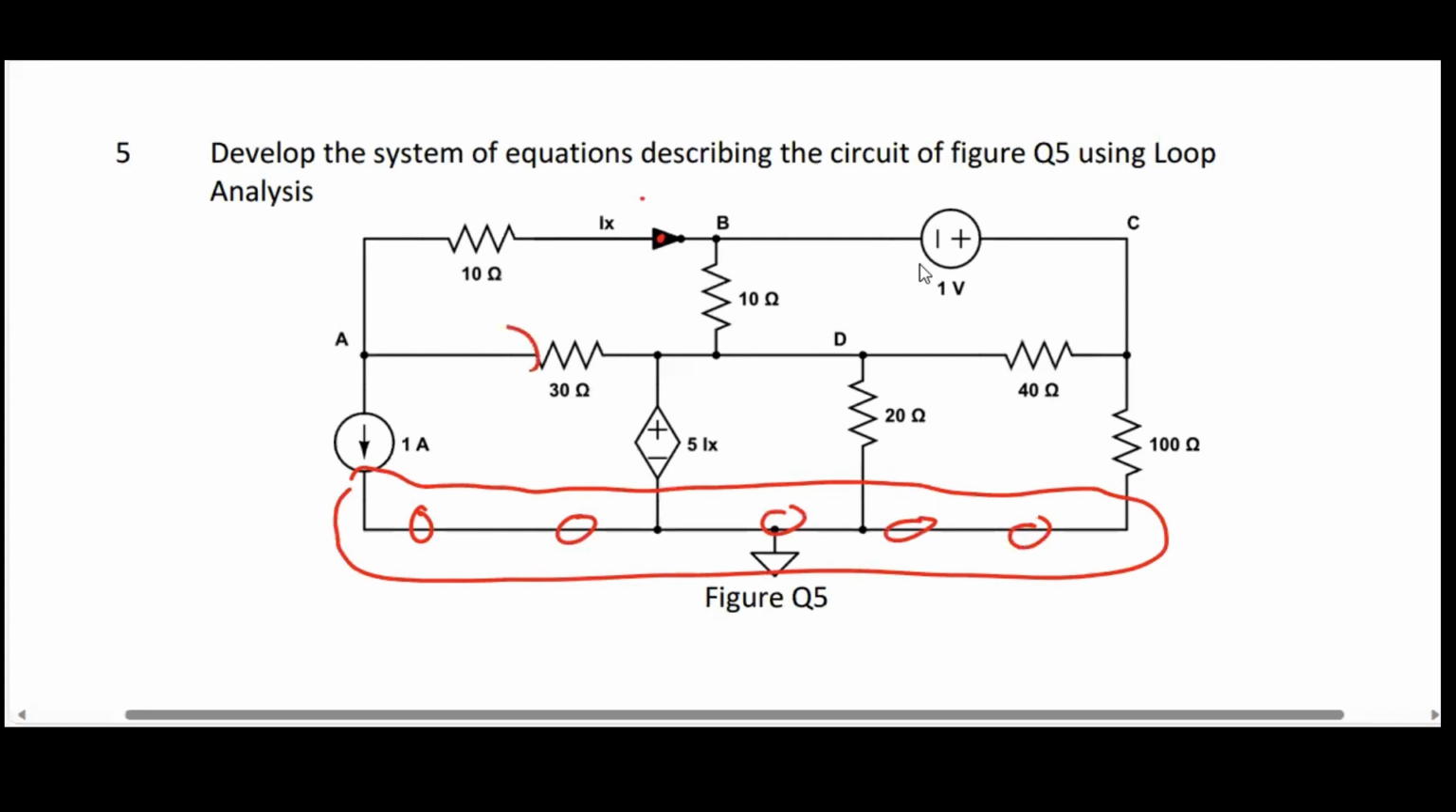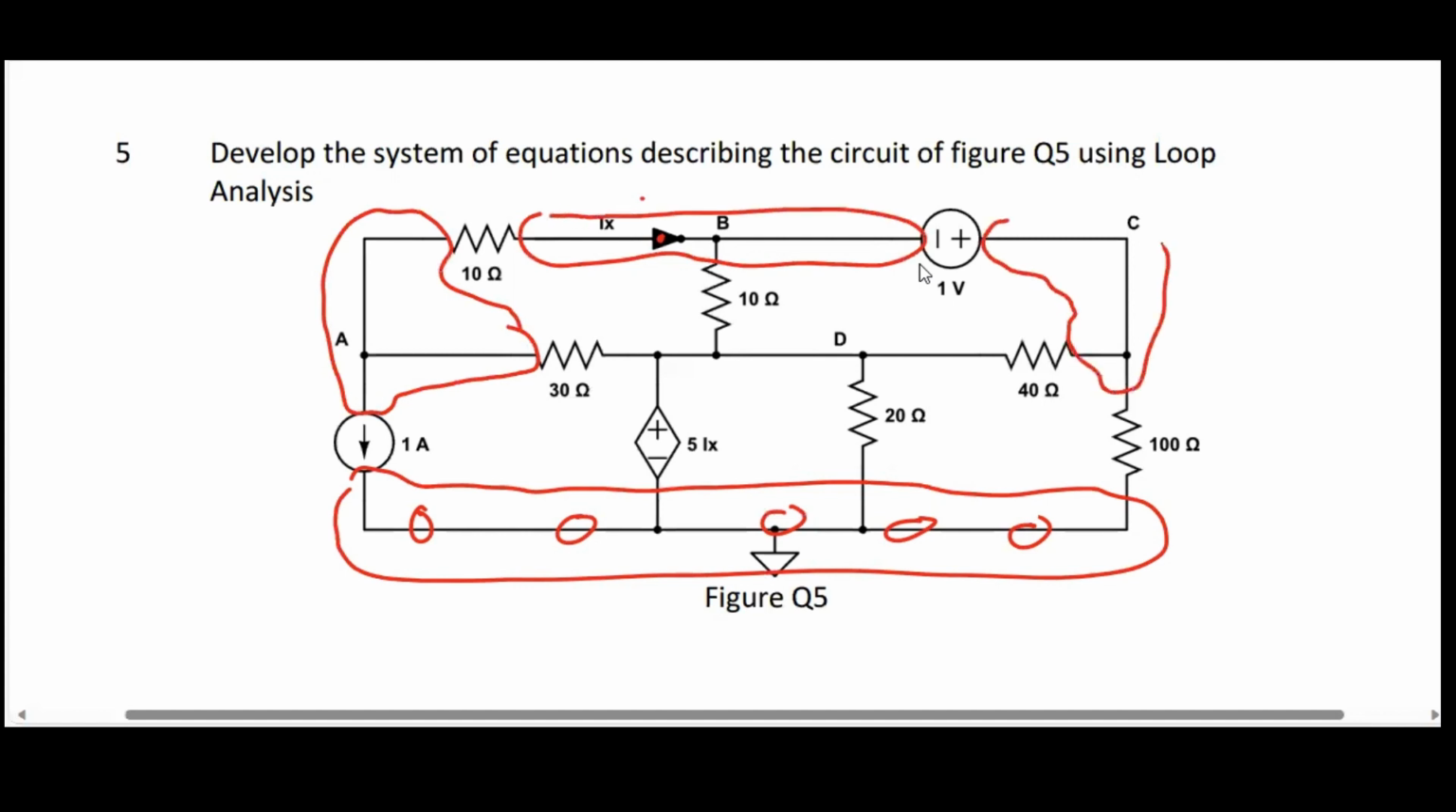Draw my nodes. So this here is a node, right? We have a node here. Where else do we have a node? We have a node here. There's a couple of nodes. Yeah, I think that's all of them. Everything is covered.